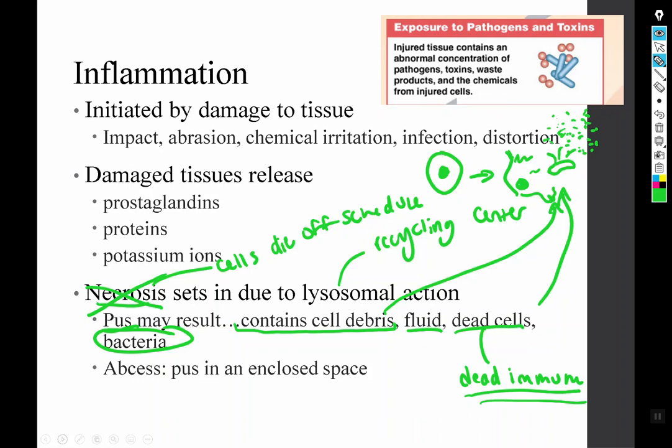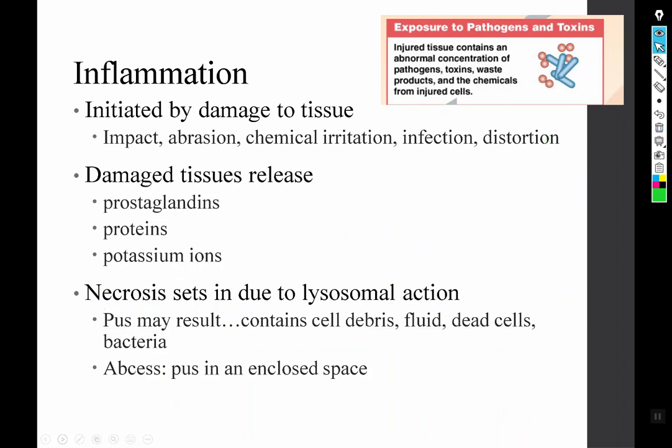So even though pus is icky, it's also evidence that necrosis has set in and that you need to clean that area out to prevent any further infection from occurring. So sometimes you get pus in an enclosed space because that process is initiated deep in your tissue, and that's when you get an abscess.